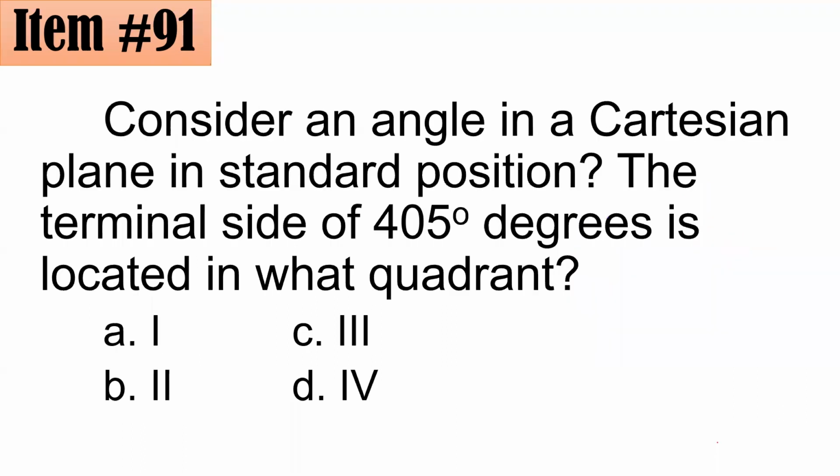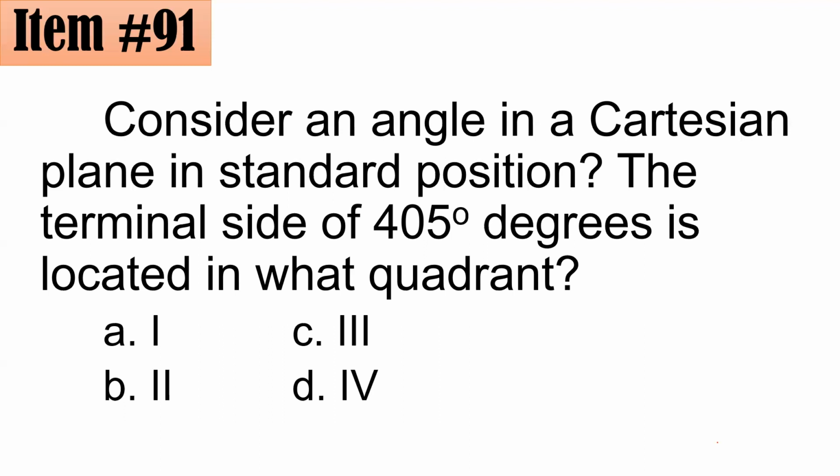91. Consider an angle in a Cartesian plane in standard position. The terminal side of 405 degrees is located in what quadrant? Did you go for quadrant 1, 2, 3, or 4? Tandaan po natin, remember po natin that if an angle is positive, then starting from the right side of the x-axis, it should be rotated in a counterclockwise direction. Whereas if the angle is negative, it should be rotated in a clockwise direction.